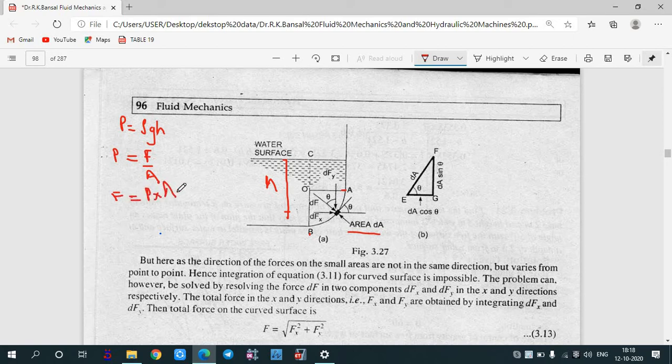Okay, this we have already done previously also, but as you know that we are considering a very small element, so the pressure force, or the force, will be dF. The pressure which I was going to add, we can replace this p value with rho g h, and since it is a very small element, the area is dA.